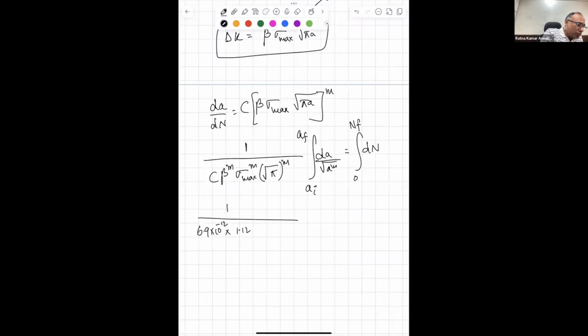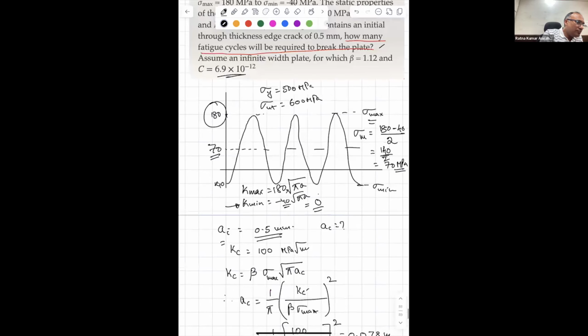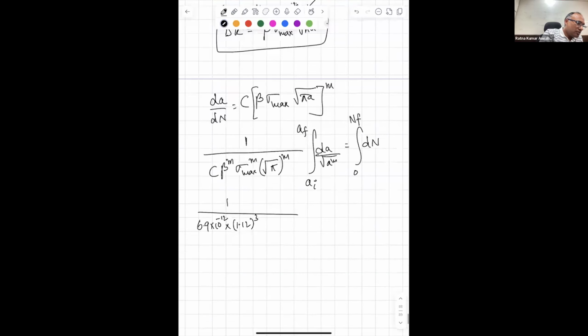Beta is 1.12 whole cube because m is equal to 3. Sigma max is 180 MPa whole cube, root pi whole cube, and root a power m is? Is that initial crack? No. A power m, we have to integrate it, no? dA by root a power m means a power minus m by 2 plus 1 by minus m by 2 plus 1.